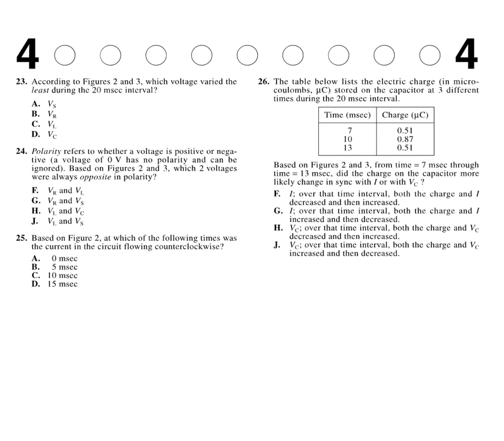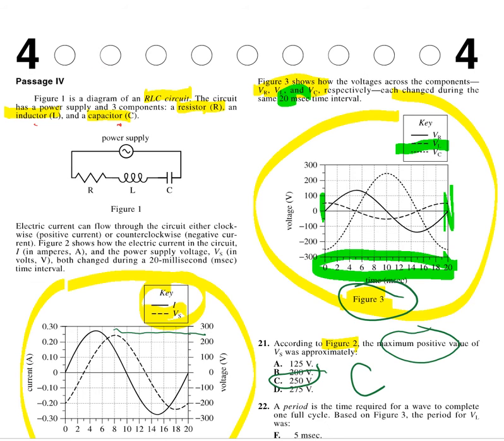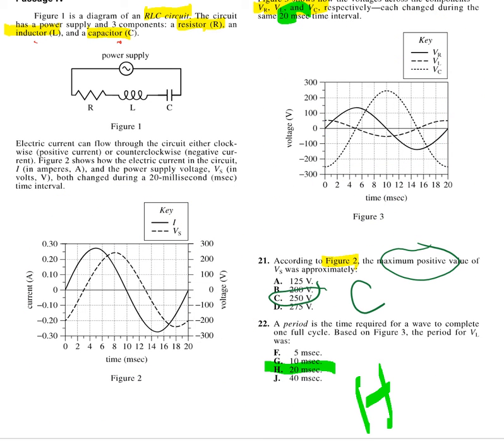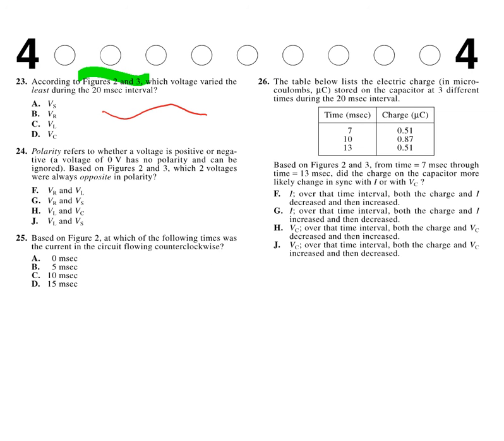Number 23, according to figures 2 and 3, again, make sure you're in the right figures, which voltage varied the least? So we're looking for something that has the least fluctuations in it. Let's go look at those charts and see how these look. And so let's clean this up a little bit. I can see right over here on this one, they're extreme waves, and the one with the least amount of wave is the one with the dotted line, which is VL. Let's see if that's an option over here, and yes, VL is the correct answer, letter C, and so that's the correct answer for that one.